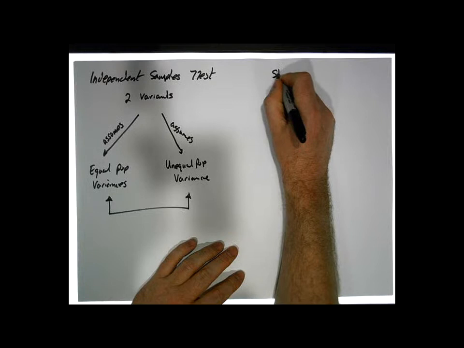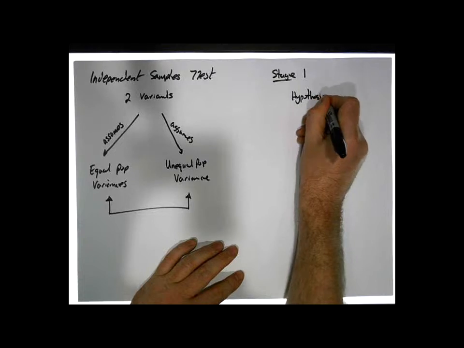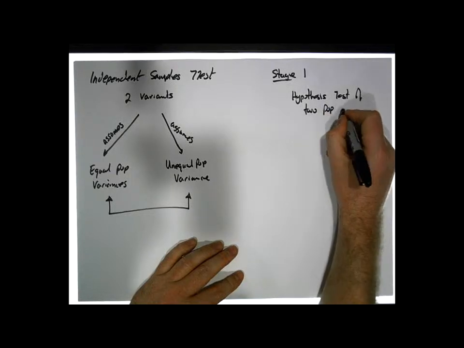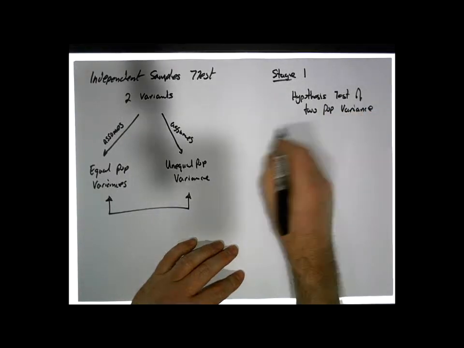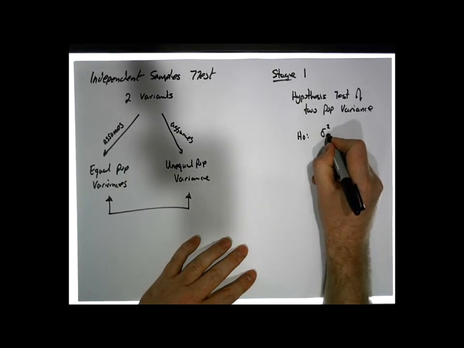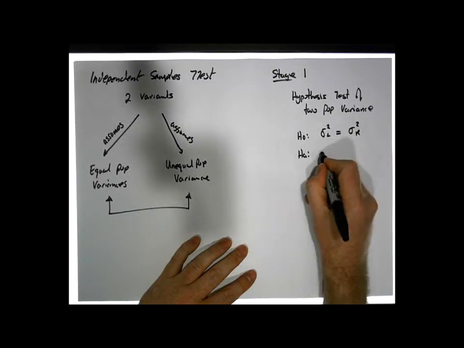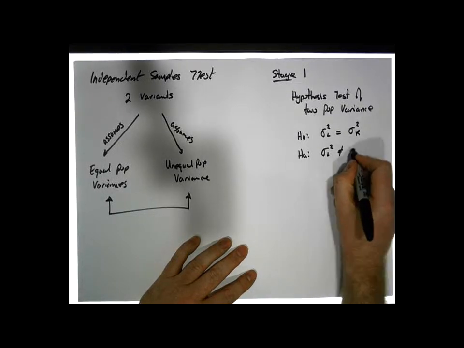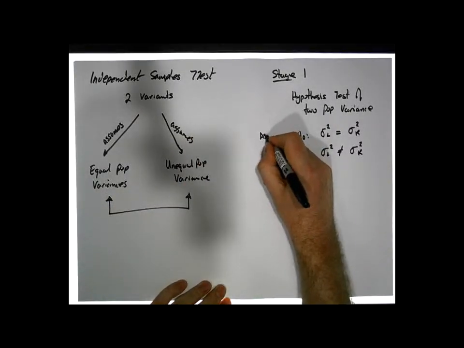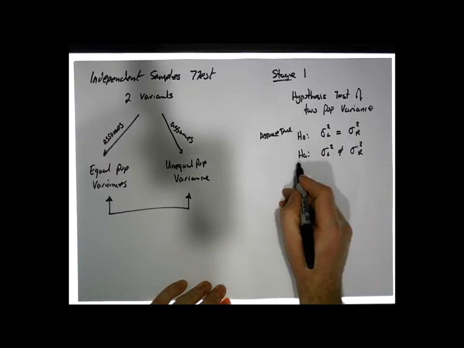So my stage 1 is to do a hypothesis test of two population variances. The hypothesis is going to be H0, that the variance of the left-handers is the same as the variance of the right-handers. And the alternative is that the variance of the left-handers is different to the variance of the right-handers. We're going to assume the null to be true, and we're either going to reject or fail to reject.